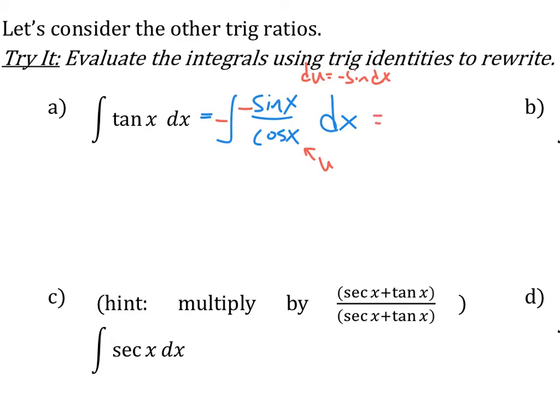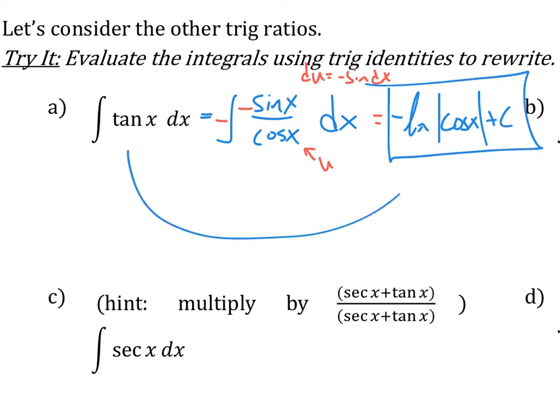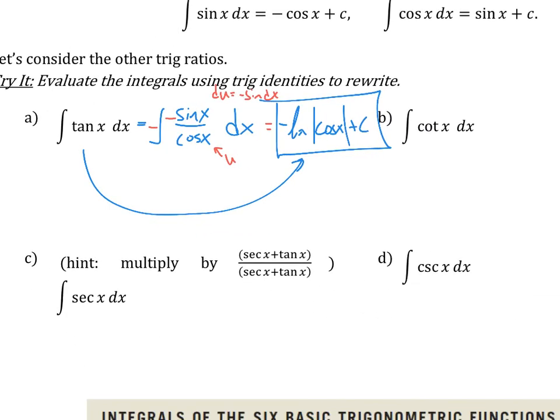And so what does that come out to be? That's going to be negative the antiderivative of du over u, which is what we have here. So we know that this is going to come out to be the natural log of u, where u is the cosine of x. So this is negative the natural log of cosine x, plus c. And that will be one to memorize.